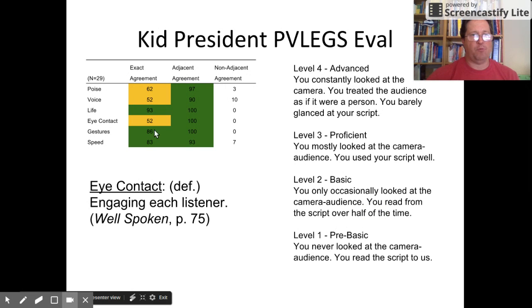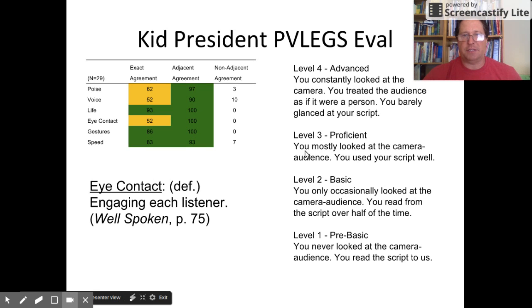So lastly, the next one we had trouble with is eye contact. Eye contact, Eric defines as engaging each listener. That's well-spoken, page 75. So advanced, and I use the words camera and audience interchangeably, although I know that's bad because when you're videotaping someone's speech, they're really not looking at the camera at all. They're looking at the people in the classroom. So I use these words interchangeably. You should too in your rubrics, but we should remind students that when we talk about eye contact, we're really talking about with members of the audience, not necessarily the one camera, if there is one in your class.